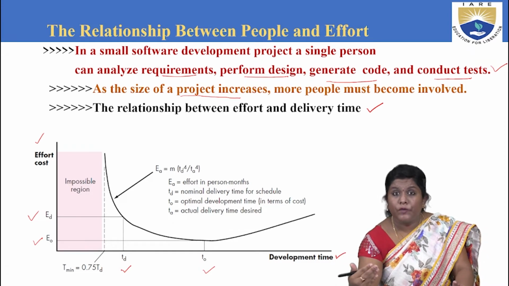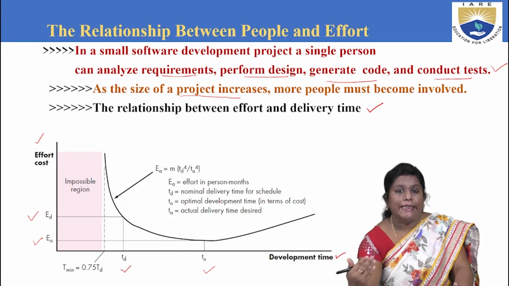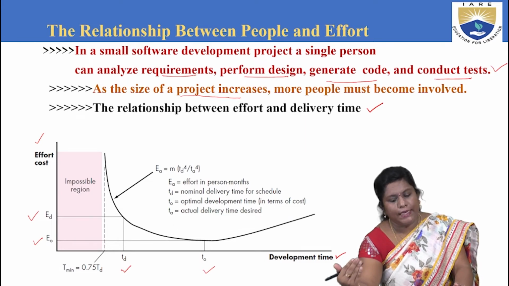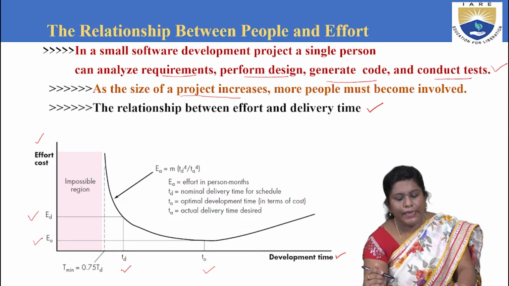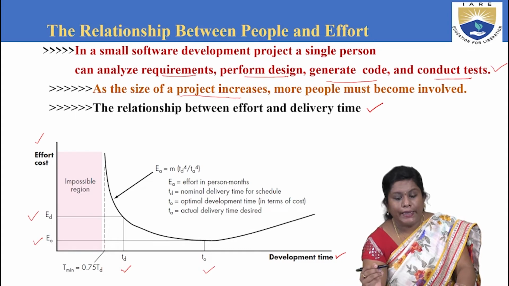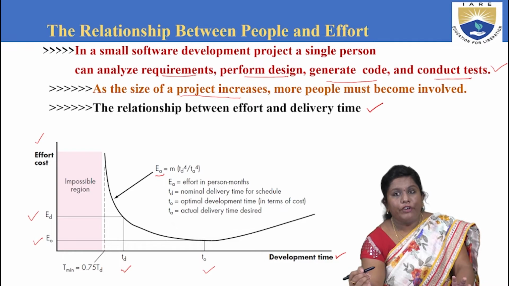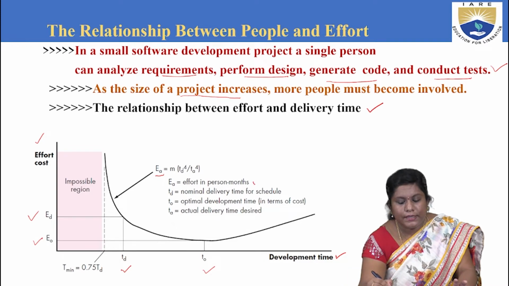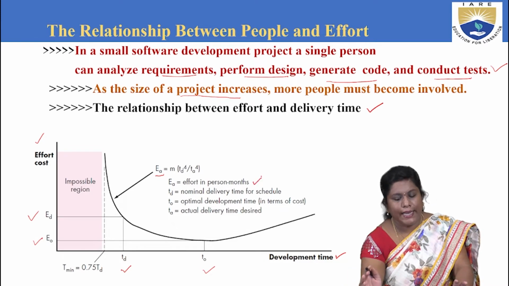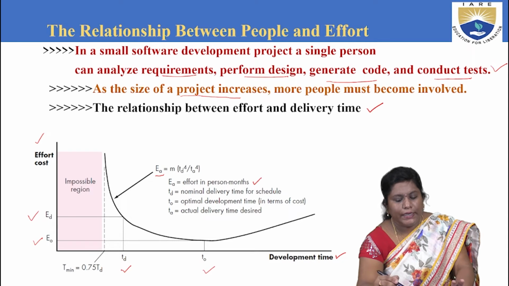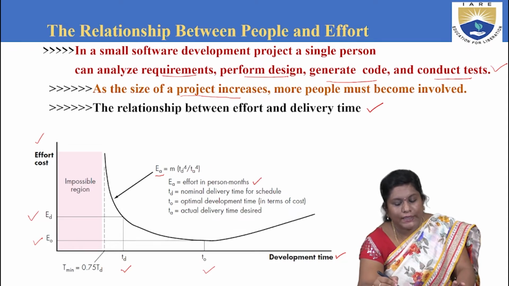But as the size of the software keeps on increasing, there comes a check on the relationship between the effort and the delivery time, right? So looking at the graph over here, you can calculate EA, that is effort in person-months, by M cross, that is M product of TD to the power 4 by TA to the power of 4. Now what is TD?